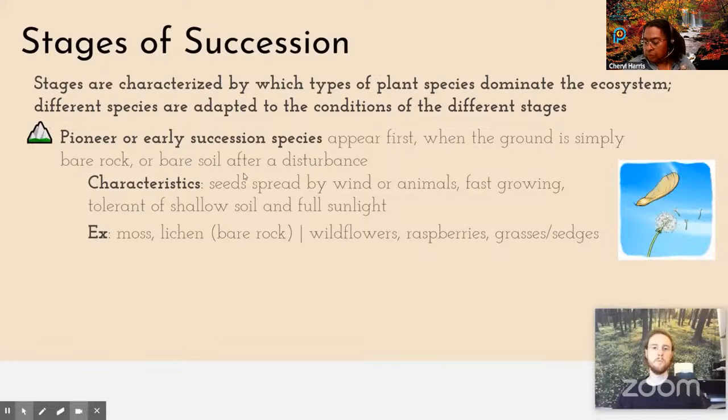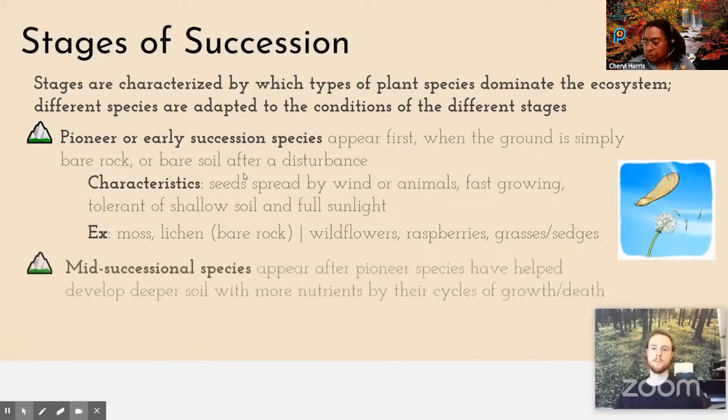Pioneer species are always followed by mid-successional species. Mid-successional species appear after a couple years where the pioneer species have built up the soil, so it's a little bit deeper and a little bit more nutrient rich. And so what happens is those pioneer species, as they grow and die, their biomass or their organic matter gets added to the soil, and that increases the richness of the soil and increases the depth over time, which eventually enables the mid-successional species to come in.